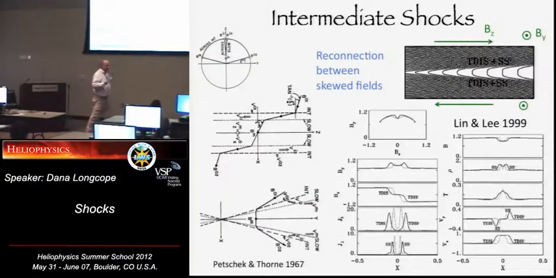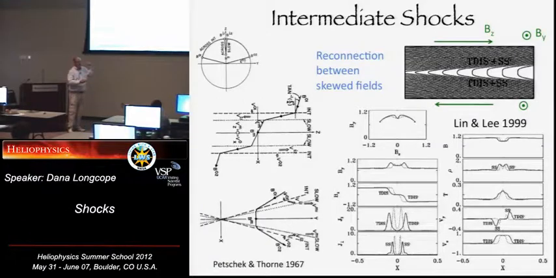Intermediate shocks now. Where do those come in? Turns out when Petschek did his model in 1964, he considered only the case of perfectly anti-parallel magnetic fields reconnecting. So you get slow shocks. If there were any angle other than 180 degrees between those magnetic field lines, that doesn't work that way. Actually, you get an intermediate shock, and here he is in 1967.